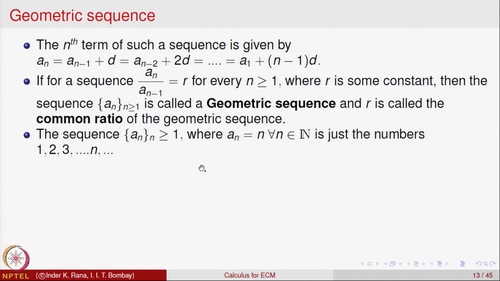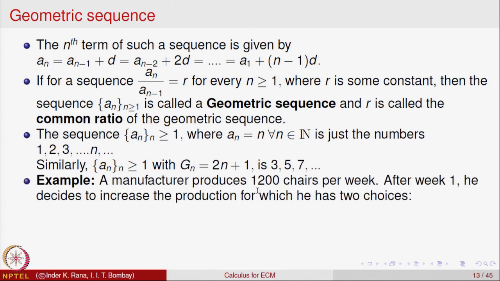For example, if you take the sequence of numbers A n equal to n, that is an arithmetic sequence. And similarly, if I take the sequence say G n equal to 2n plus 1, odd numbers, that is also an arithmetic sequence. So, that example of first week, second week, two choices, gave us the notion of arithmetic and geometric sequences.